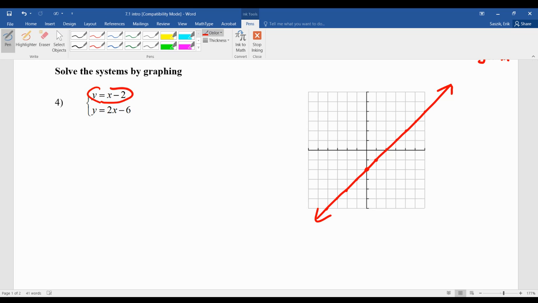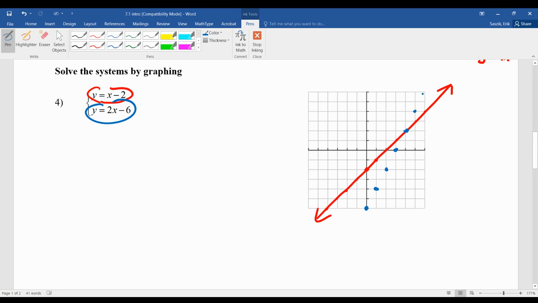Try to draw a neat line. Now I'll do the other one in blue. -6 is the y-intercept, and my slope is 2. That means up 2 over 1. Up 2 over 1, and you see how I'm getting closer to the red one. Up 2 over 1, there's the magic point.